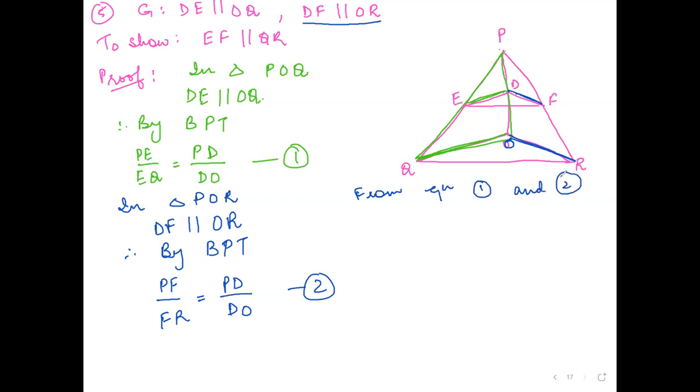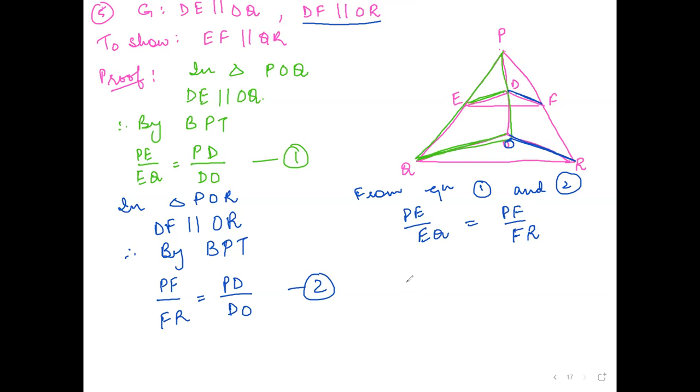This time what is equal? PD by DO. PD by DO is equal. So what should I write as a result? PE by EQ is equal to PF by FR.